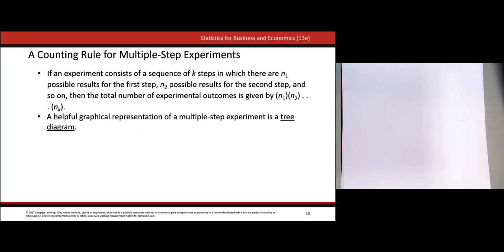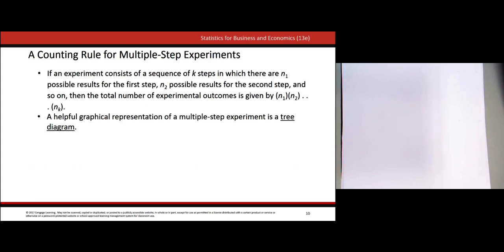Now we will discuss counting rules. We will discuss 3 counting rules here: the counting rule for multiple step experiments, combination, and permutation. So why do we discuss the counting rules? Because being able to identify and count the experimental outcomes is a necessary step in assigning probabilities.